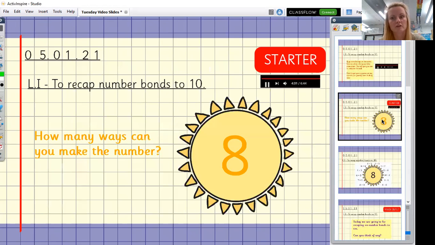So here's your first opportunity to press pause. Okay, so I want you to find how many ways you can make the number 8. So you might want to do some addition or some subtraction number sentence. So press pause now and then join back and we'll show you some examples.